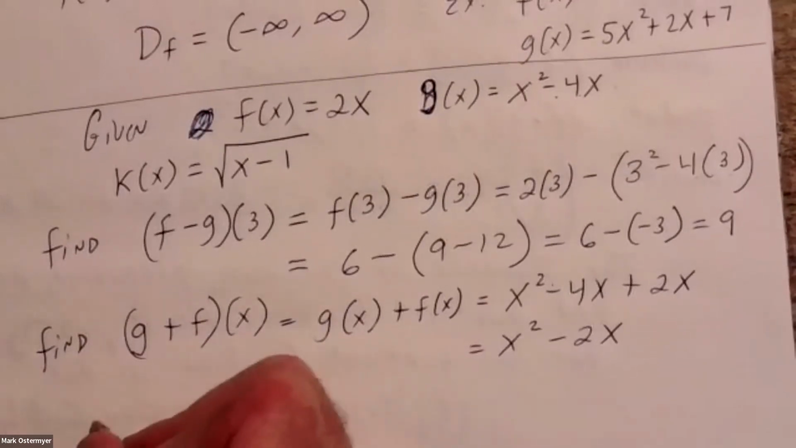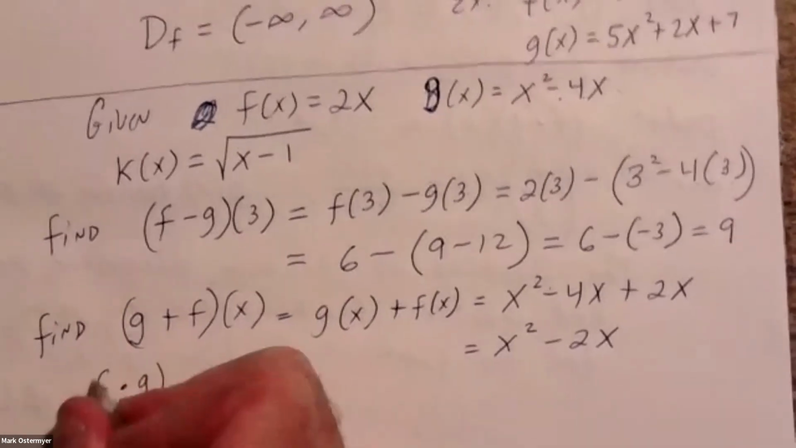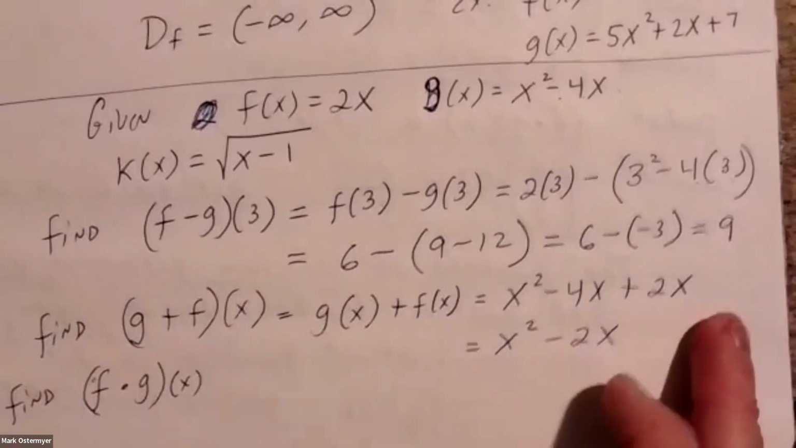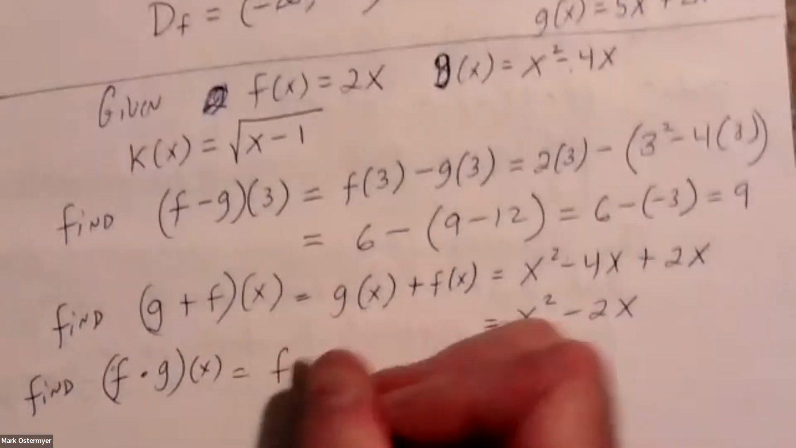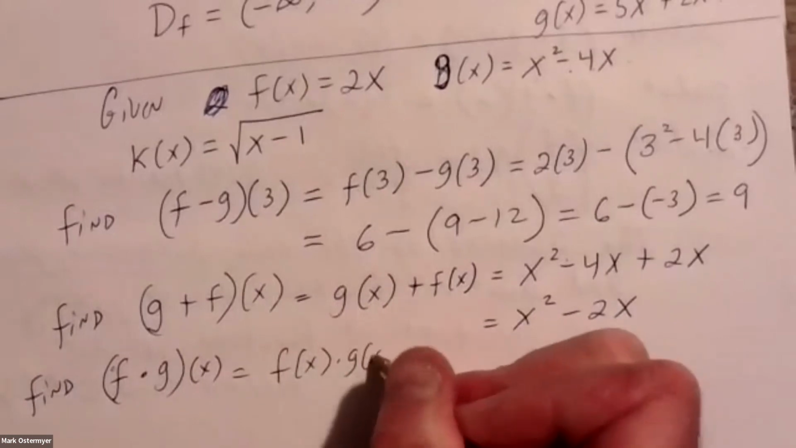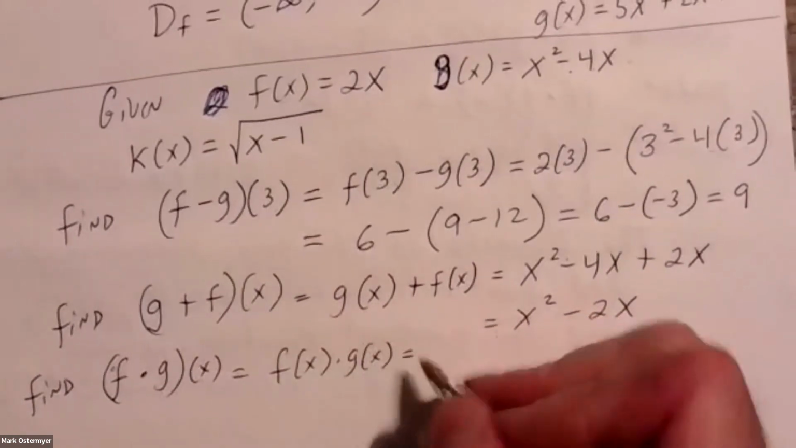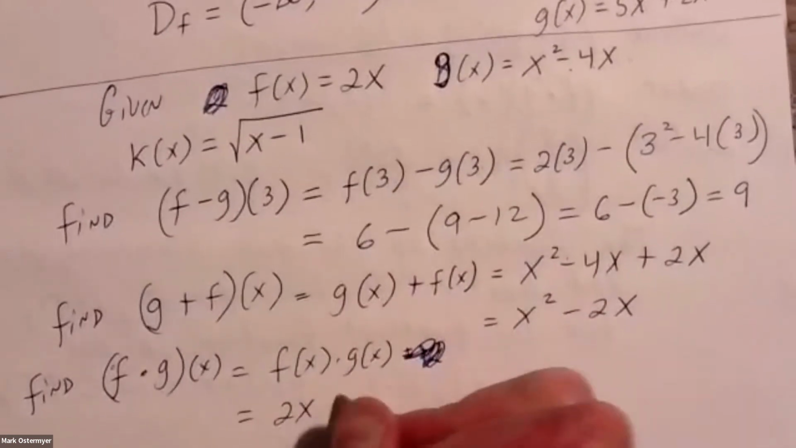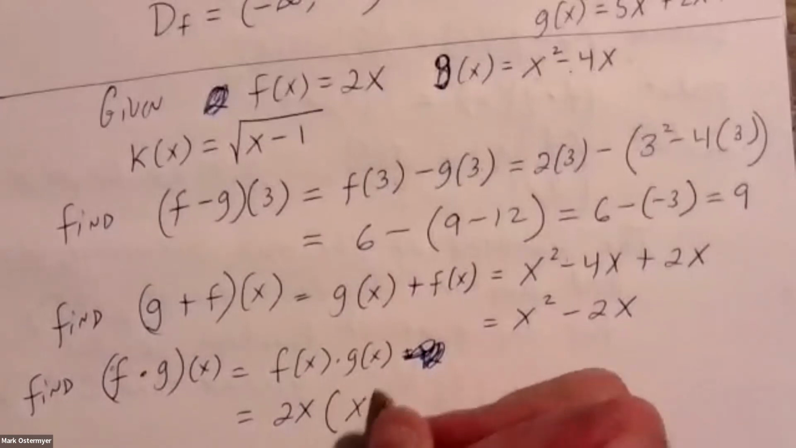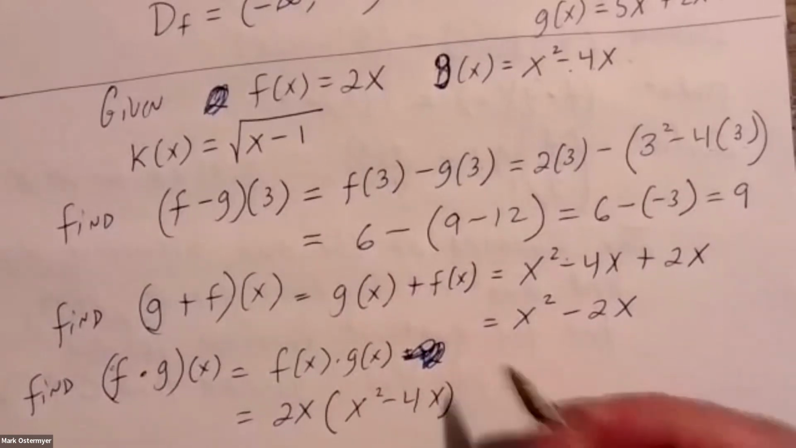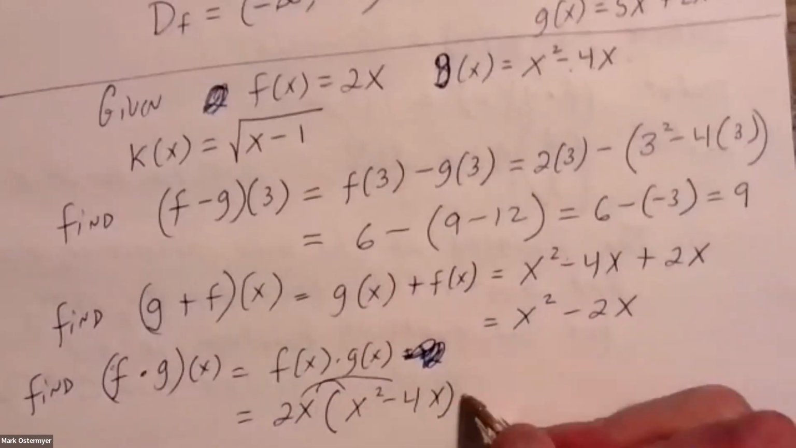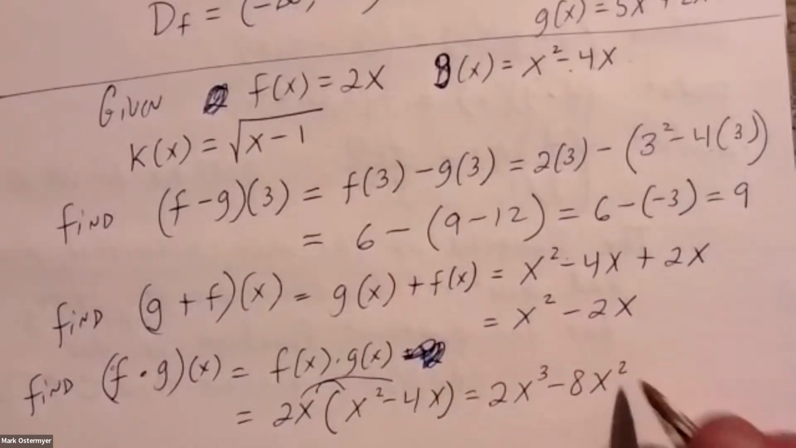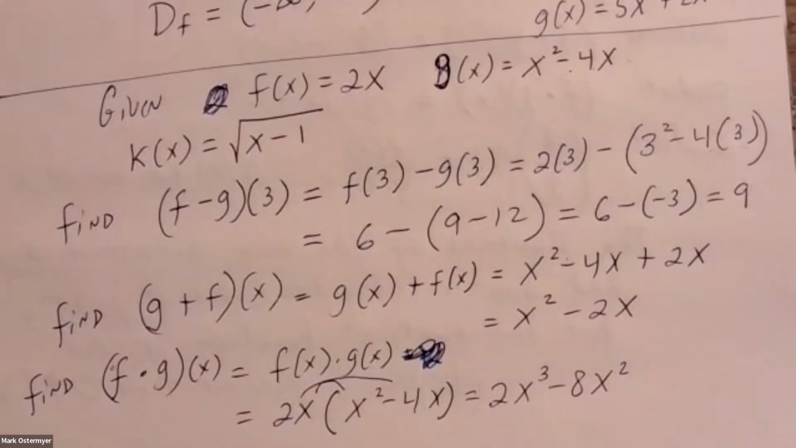All right, what would be f times g of x? Suppose I want us to find this. This is going to be f of x times g of x, which is to say 2x times g of x, which is x squared minus 4x. And we can distribute here to simplify this a little bit. So we'll have 2x cubed minus 8x squared. That's a brand new function called f times g of x.